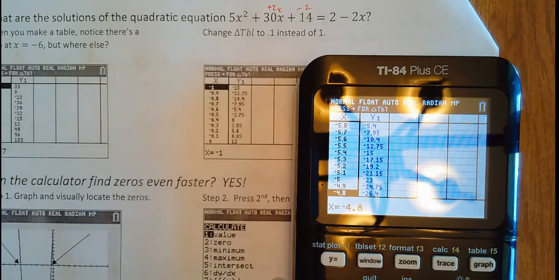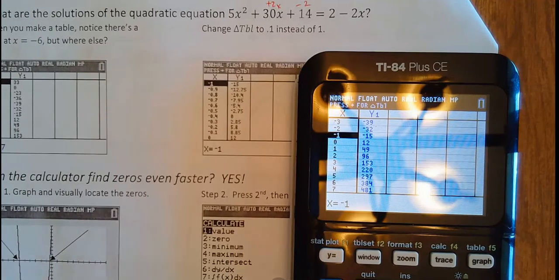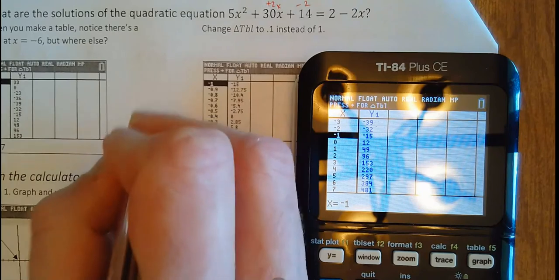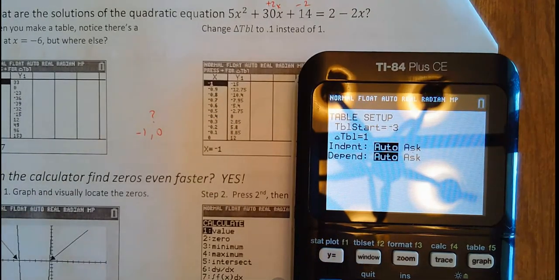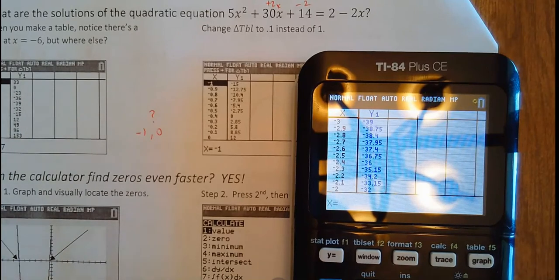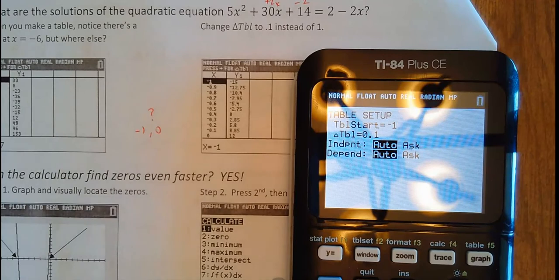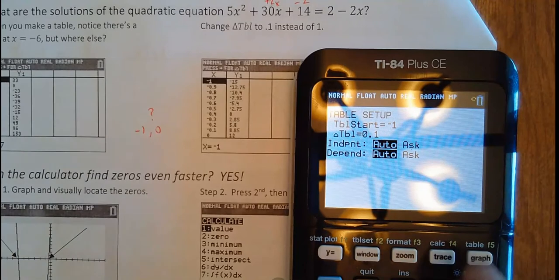Let's see here, what did we say? Let me pause a second. Let me go back and look at what two numbers we think it was between. So we thought it was between -1 and 0. So somewhere between -1 and 0, there's another one. So I'm going to change this to 0.1, make another table. In fact, I'm going to go to table setup. I'm going to make that a -1 and my delta table 0.1. That way I fast forward.